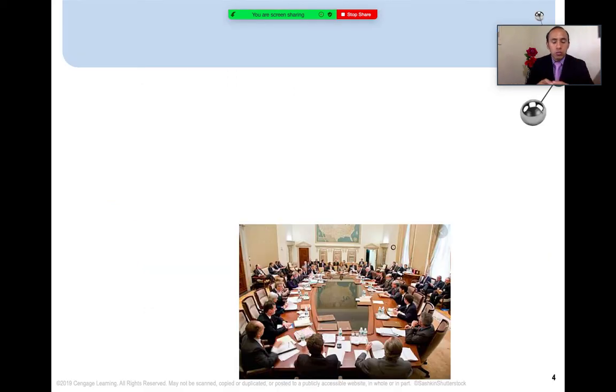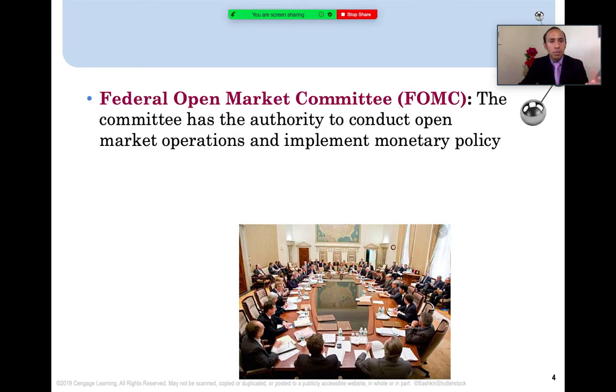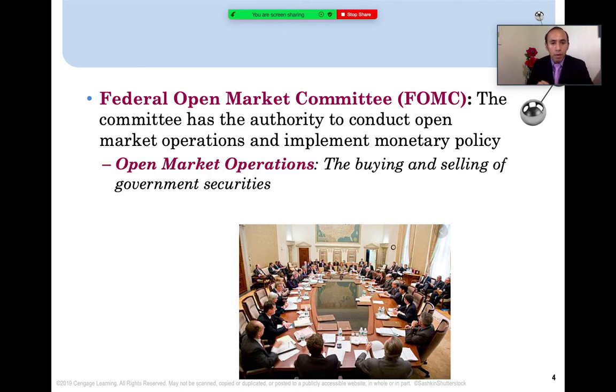When we look at the structure of the Federal Reserve, it has an important Federal Open Market Committee, the FOMC, and the committee has the authority and the responsibility to conduct open market operations and implement the monetary policy of the United States, which consists of increasing the money supply, decreasing the money supply, or changing interest rates in the market through monetary policy.